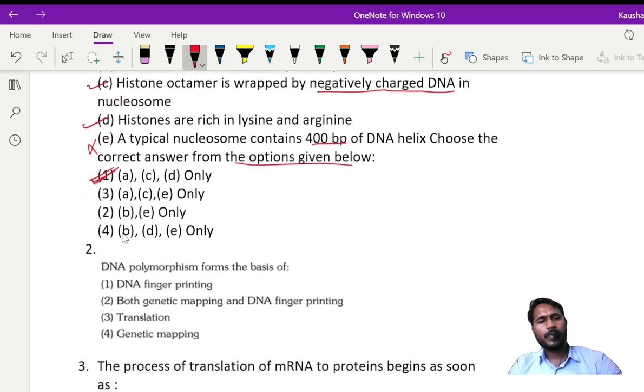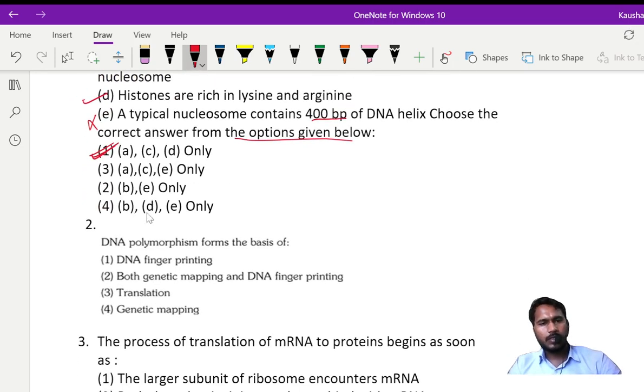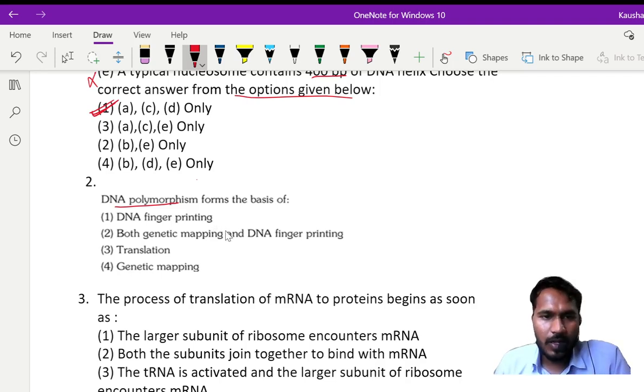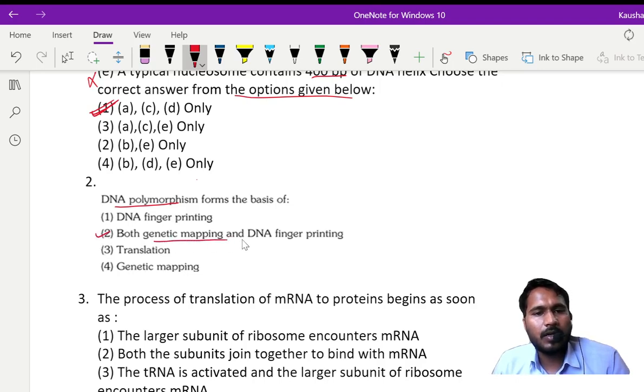Now you can see every option, but I have to go a little fast, please. DNA polymorphism forms the basis of what? DNA polymorphism is because of repetitive DNA, and repetitive DNA helps in DNA fingerprinting. So after seeing DNA fingerprinting, don't read all the options. It helps in both genetic mapping and DNA fingerprinting.